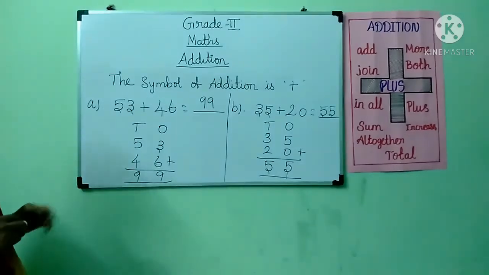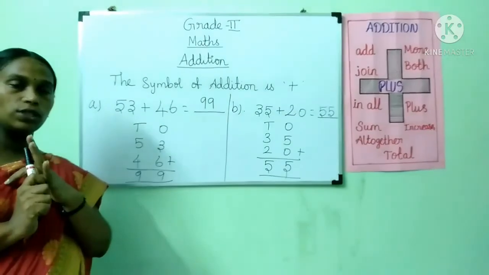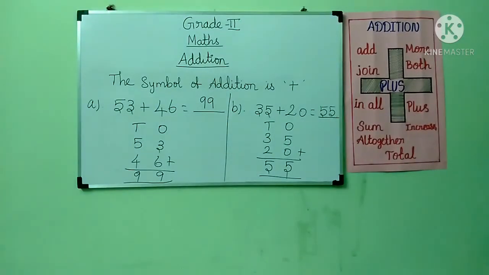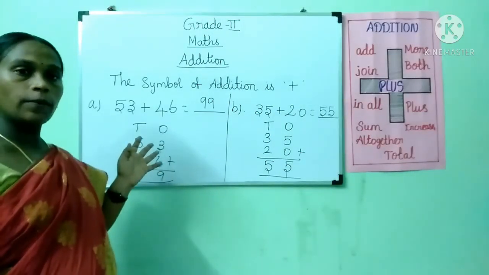Are you clear, children? How to add this picture addition, 1 digit addition and 2 digit addition? Okay. Are you clear this all the topic?